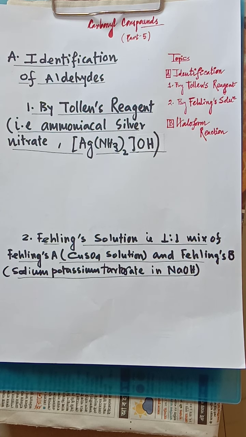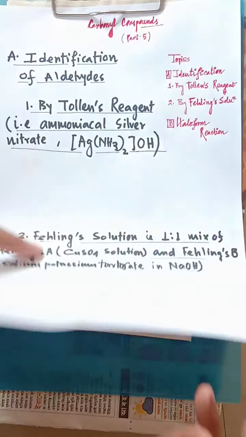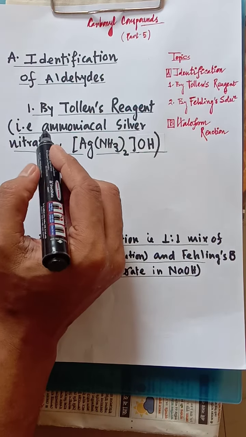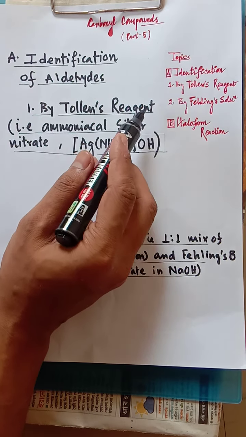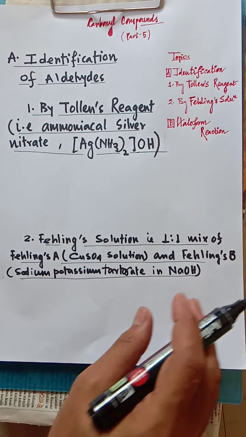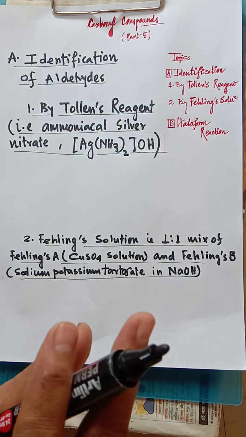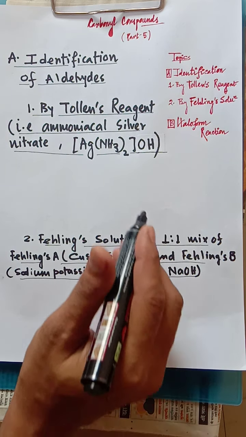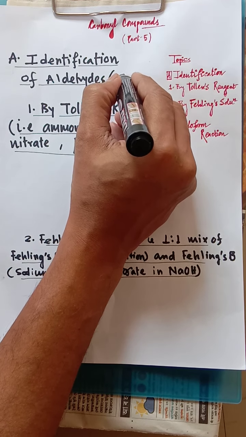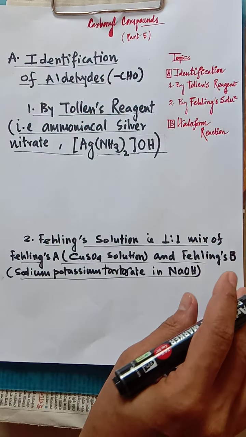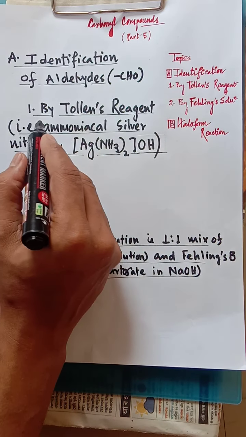In this part 5 of carbonyl compounds, we are going to discuss the identification of aldehyde, especially aldehyde, by Tollens reagent and Fehling solution. First of all, we have to remember that Tollens reagent as well as Fehling solution can both identify only aldehyde compounds, that means compounds having the CHO group, not ketone.